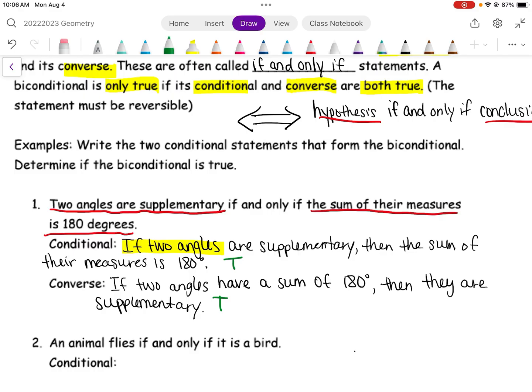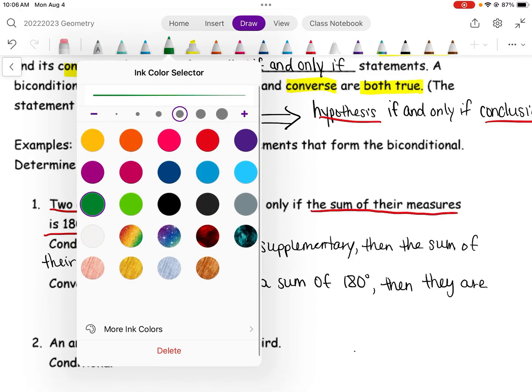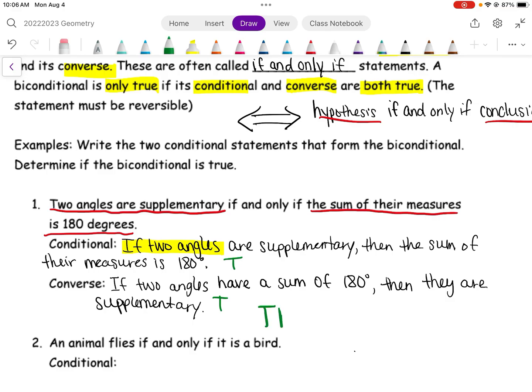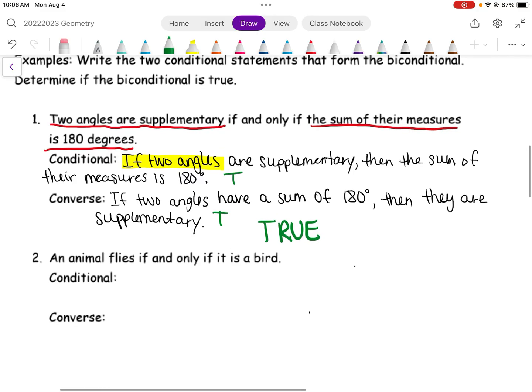So notice this was a reversible statement. It works both ways, okay? So this would be a true biconditional. If the conditional and the converse are both true, then the whole biconditional is true.